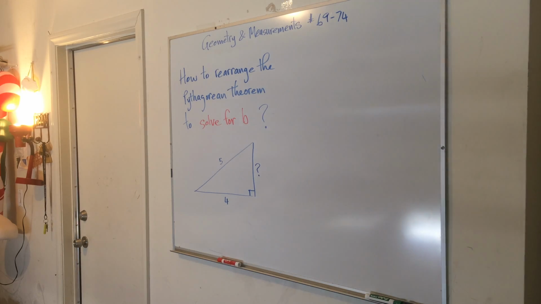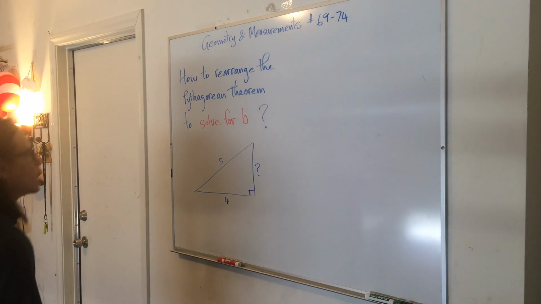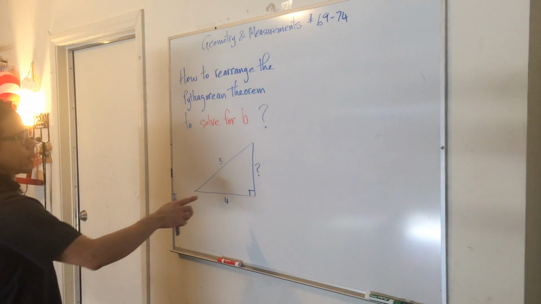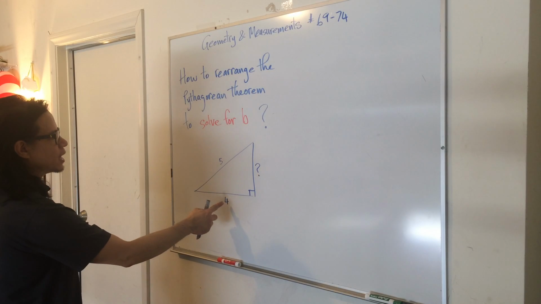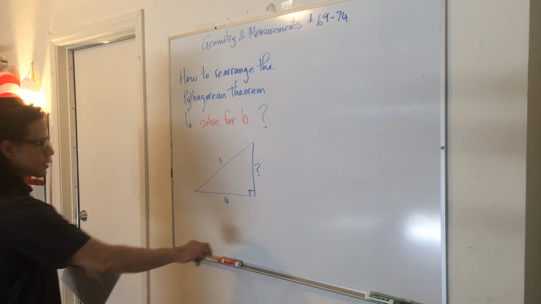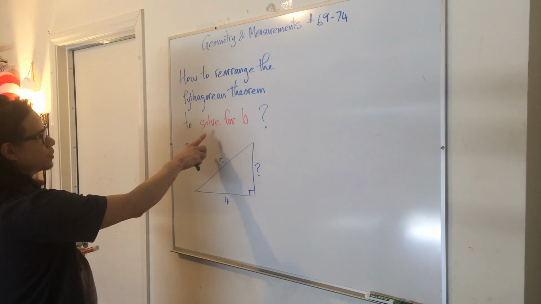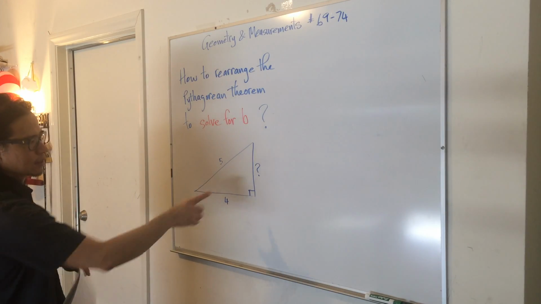So when dealing with the Pythagorean theorem, you're not always trying to solve for the hypotenuse. There might be instances where you have to find one of the missing legs. So the question is how to rearrange the Pythagorean theorem to solve for b, for example.